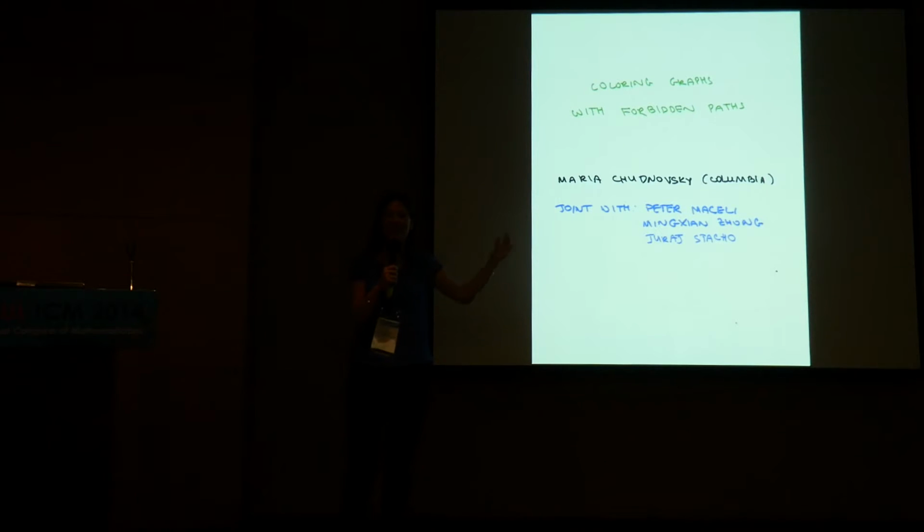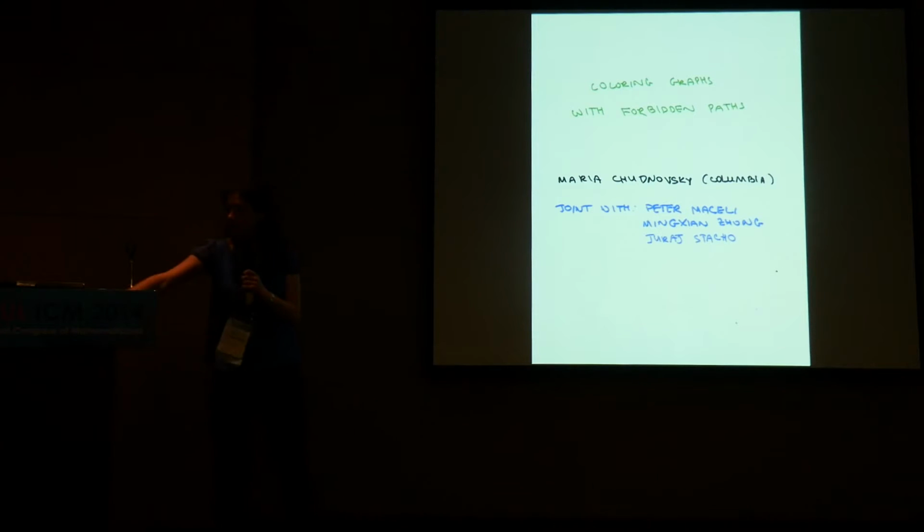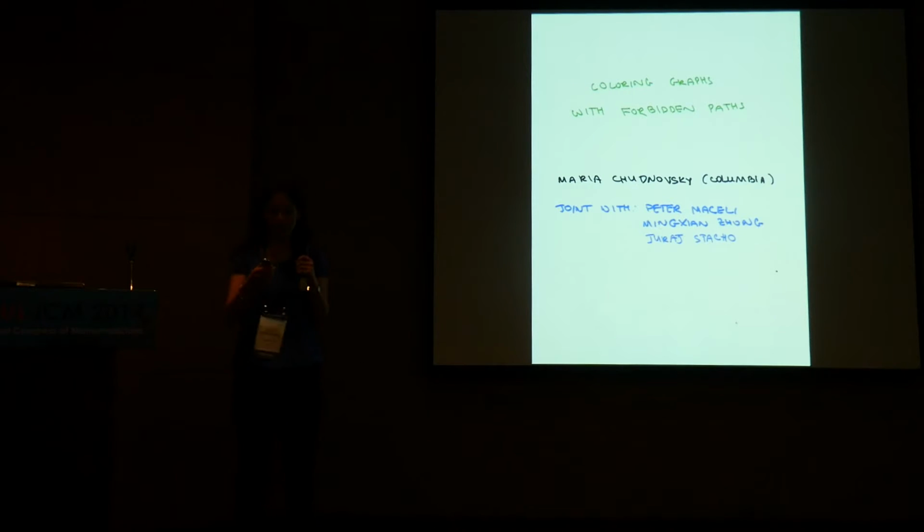All right, so unfortunately, the title that's written here gives away part of the point of the talk, but it's okay. So I'm talking about graphs, about coloring graphs with forbidden induced subgraphs. And this is joint work with two of my PhD students, Peter Machel and Ming-Shan Zhou, and also Juraj Stacho, who was a postdoc at Columbia until about 2 weeks ago.